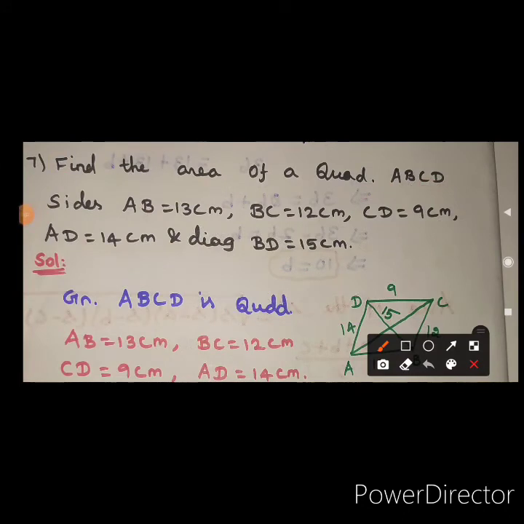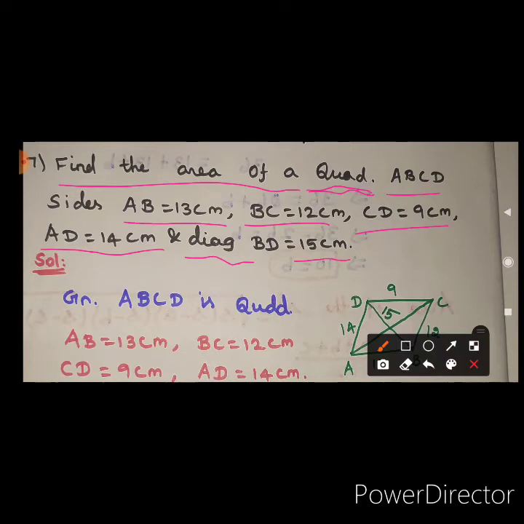Standard 9th, 7th unit mensuration, exercise 7.1, 7th sum. Find the area of a quadrilateral, very important, quadrilateral ABCD whose sides AB is equal to 13 cm, BC is equal to 12 cm, CD is equal to 9 cm and AD is equal to 14 cm. They give another one side, that is diagonal BD is 15 cm.